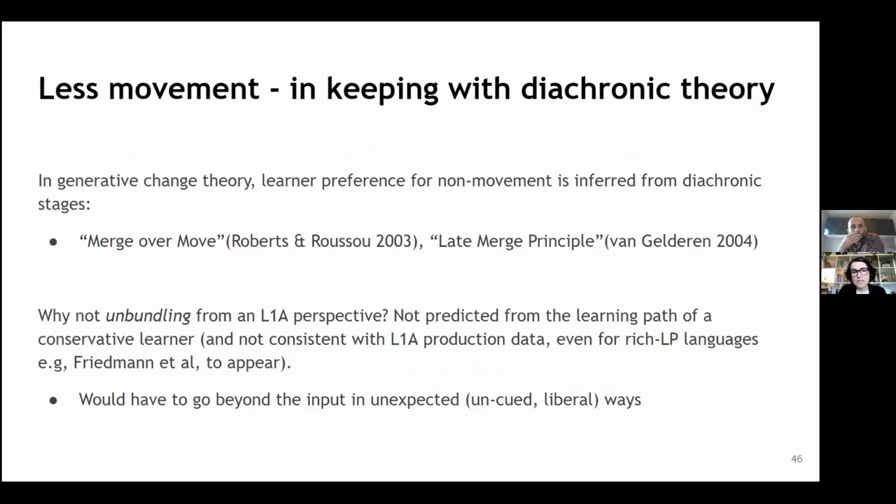And also note, of course, in generative theory, learner preference for non-movement is inferred from diachronic stages. So we infer that movement is lost, and that's done so by child learners. And why not unbundling from a first language perspective? Well, it's not predicted from the learning path of a conservative learner, and it's not consistent with first language acquisition production data throughout the first several years of life, even for rich left periphery languages. The child would have to be going beyond the input in unexpected, uncued, and liberal ways.